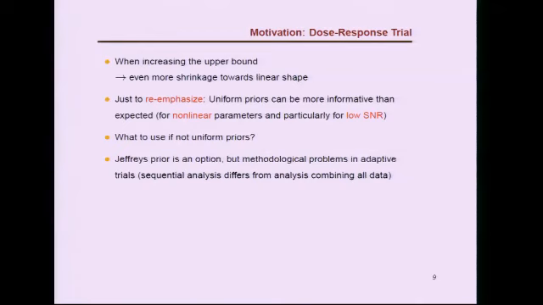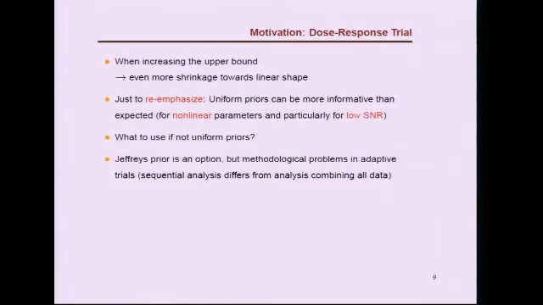This is essentially what I said. So uniform priors can be much more informative than you might expect, especially if the parameter is nonlinear, and particularly if you have a low signal-to-noise ratio. And this is part of the problem in this case. So despite the fact that we had 369 patients in this trial, the variability was quite large, and this causes the likelihood to not be particularly informative in this case, and the whole problem is sensitive to the prior distribution.